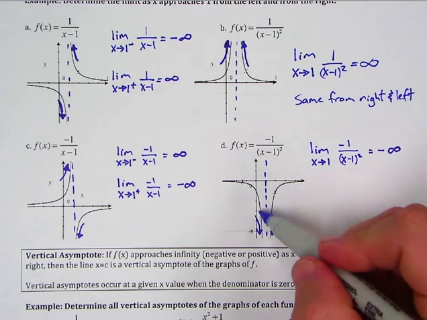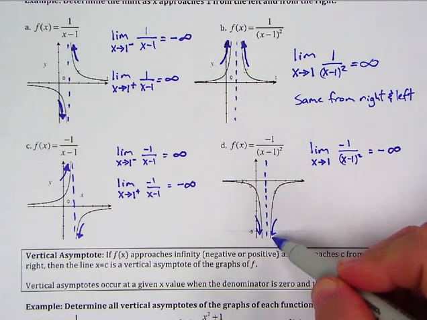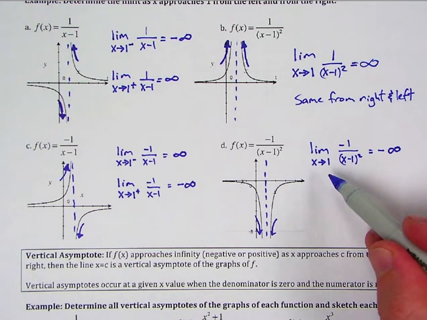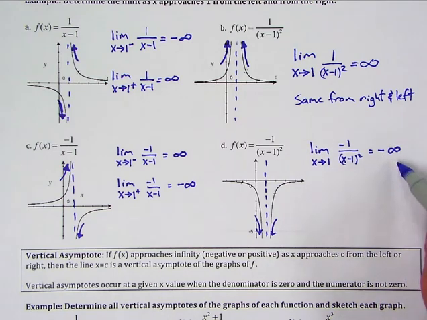In example D, you can see it's decreasing without bound on both sides, from the right and from the left. So we only have to write one limit here. The limit as x goes to 1, and here we get negative infinity.